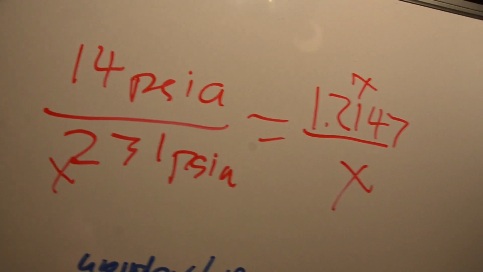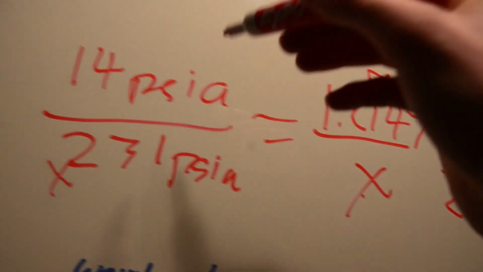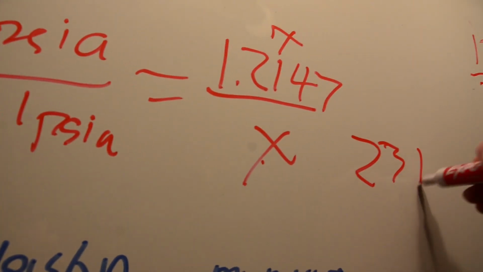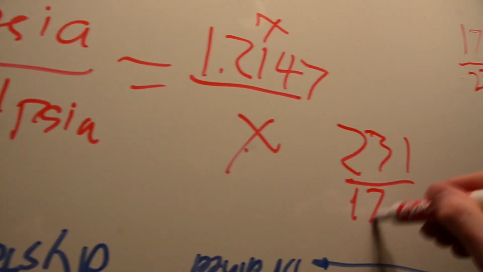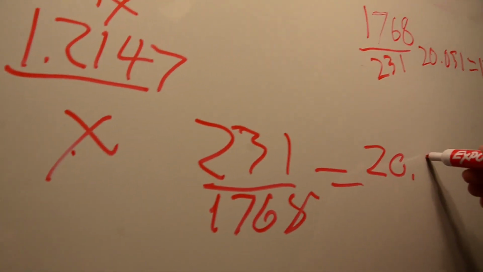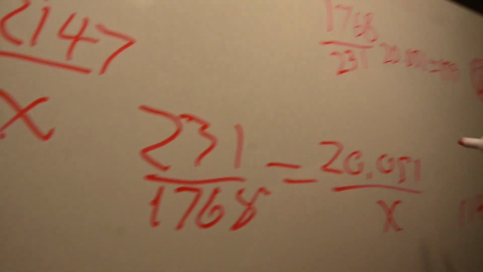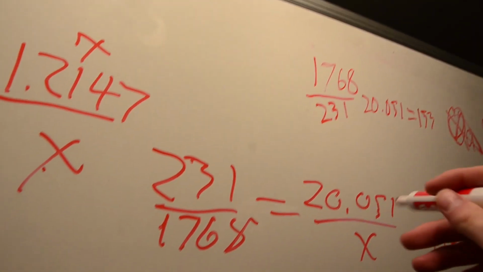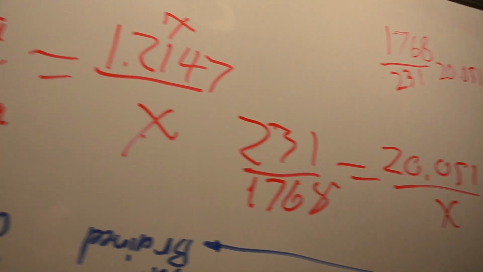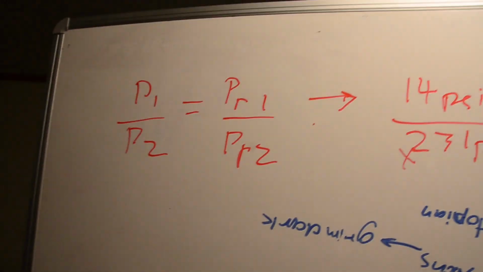But when I tried to change it so that 231 became that one, so 231 over 1768 equal to 20.051 over x, it still produced that 153 number that we were getting earlier. So the temperature and the pressure ratios and the relative volumes are not working out.